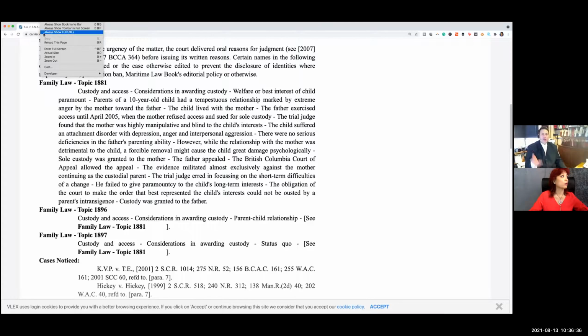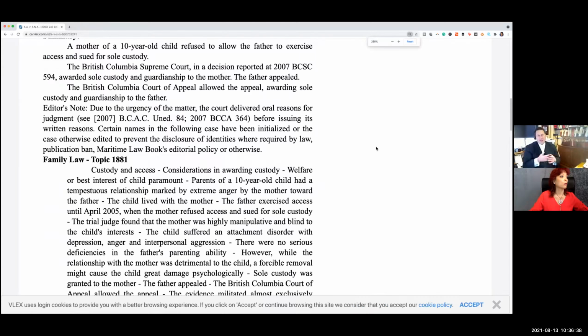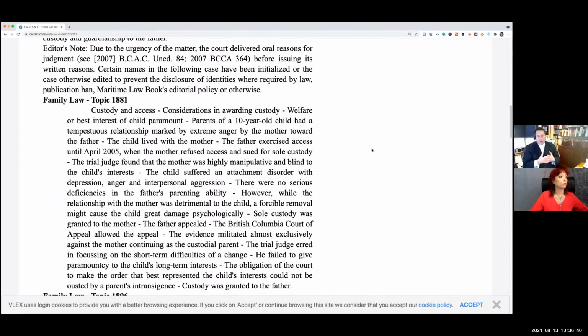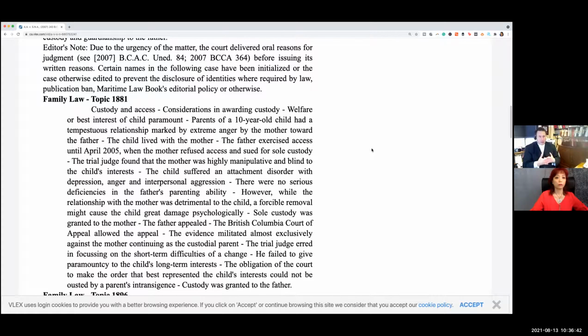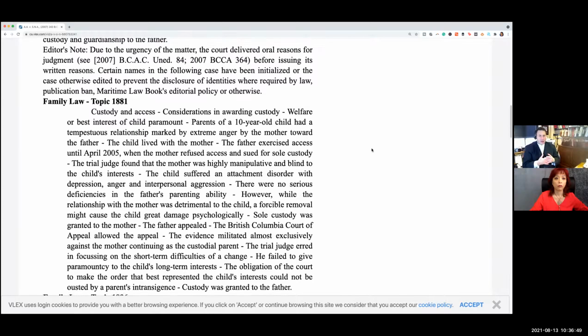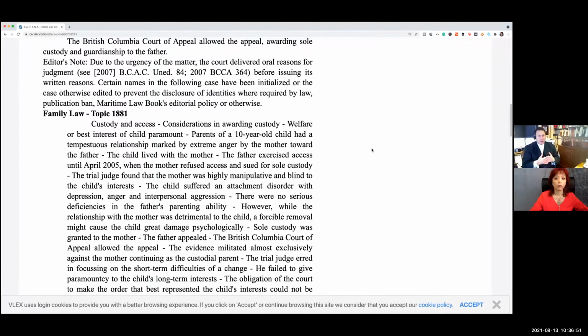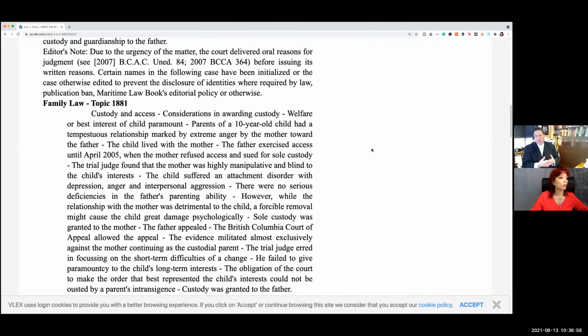Okay. So in this case, the trial judge found alienation, but as you can see here, while the relationship with the mother was detrimental to the child, a forcible removal might cause the child great damage psychologically. The father appealed. British Columbia Court of Appeal allowed the appeal.